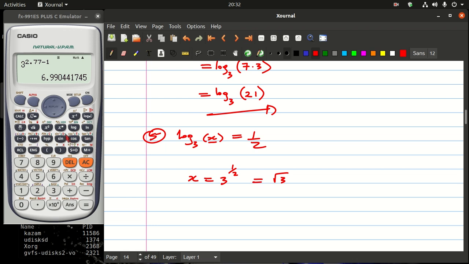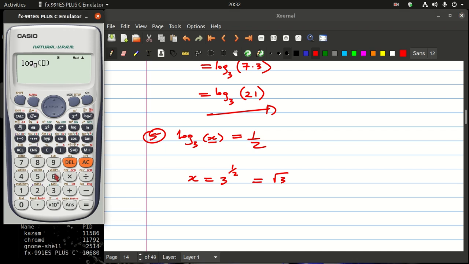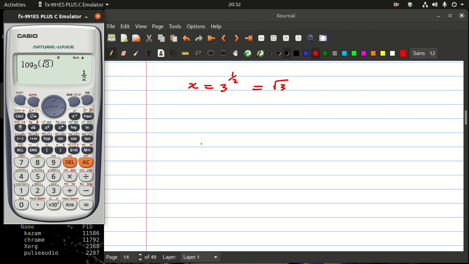We can look into this in this format here. I'm gonna have log base 3, and then inside here I'm gonna plug in the square root of 3 and see what we are getting. We're getting half. So our x here is just supposed to be that. We are just interchanging this and that.